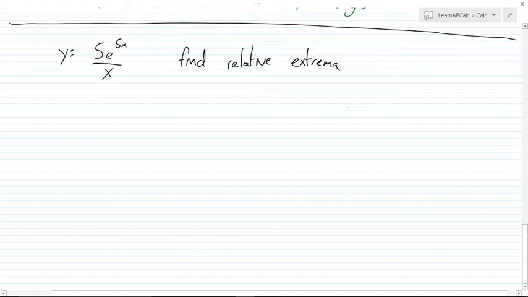Alright, so again, we want to find where dy/dx equals 0, so let's take a derivative. And this is the quotient rule, excuse me. Derivative of the bottom times the top minus the bottom times the derivative of the top all over the bottom squared.